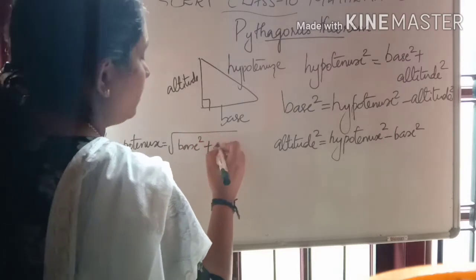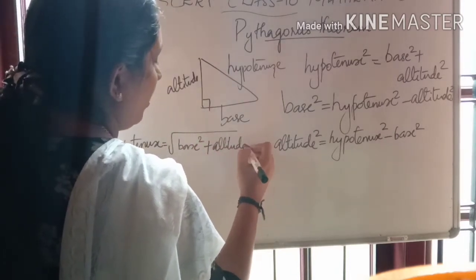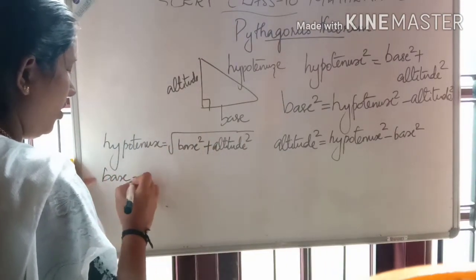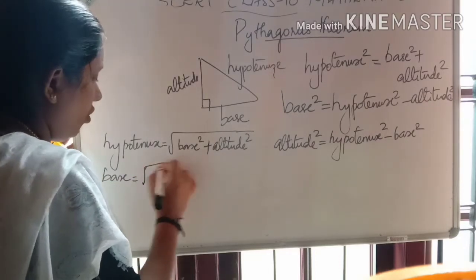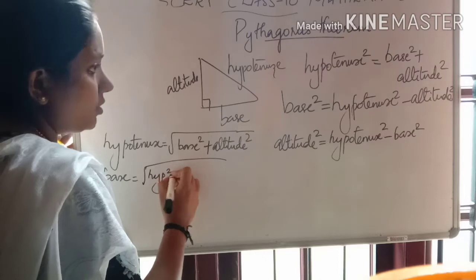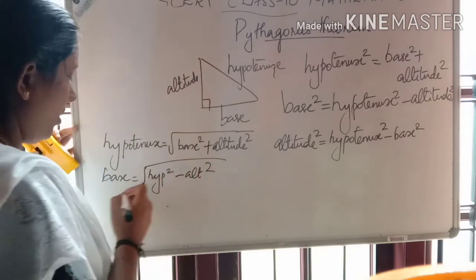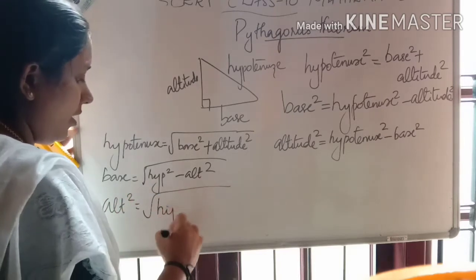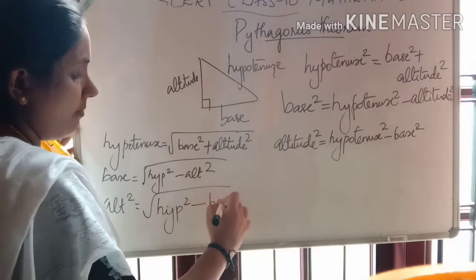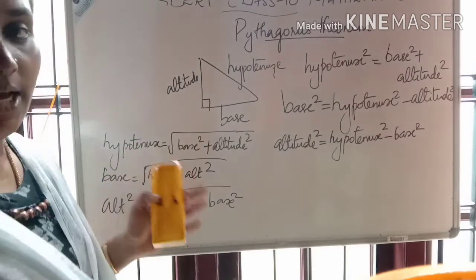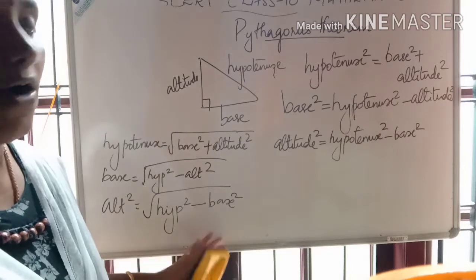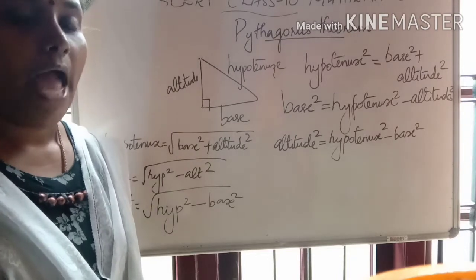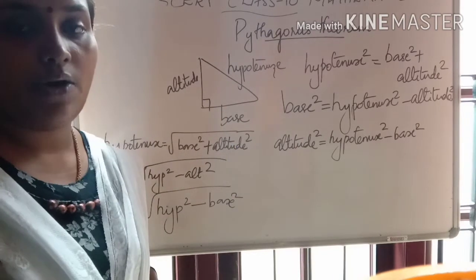From this we can find the hypotenuse is equal to root of base square plus altitude square, and also base is equal to root of hypotenuse square minus altitude square, and altitude is equal to root of hypotenuse square minus base square. All clear? From here we can find out each side using this Pythagoras theorem. I hope you understand it, right?